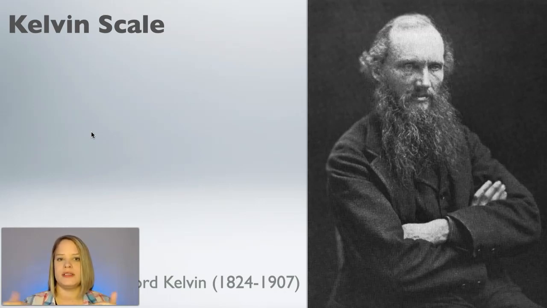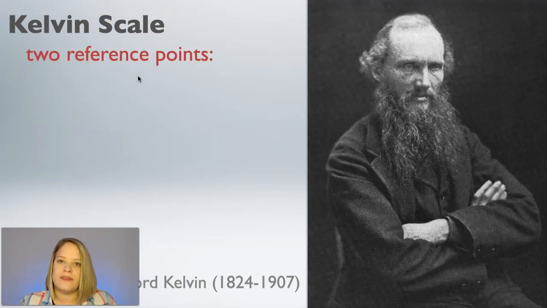So if temperature is actually a measure of speed or average speed, then a 0 on your temperature scale ought to correlate to 0 speed. That was his line of thought for the Kelvin scale. So he's going to come up with a scale where 0 is the lowest possible temperature you could have, and then you go up from there.